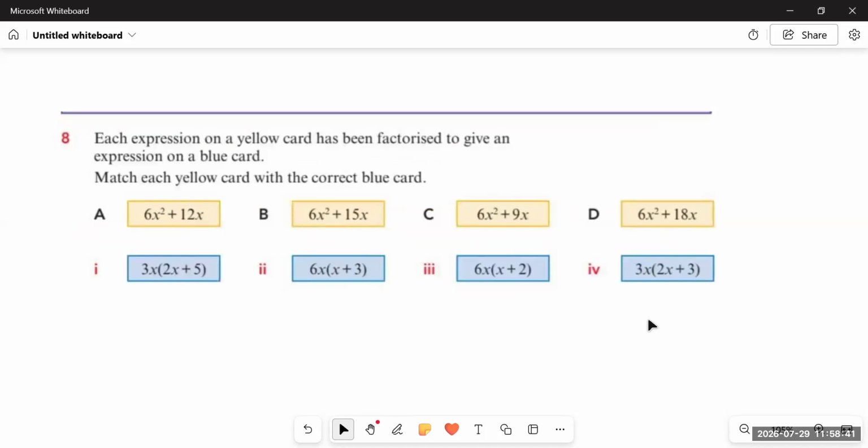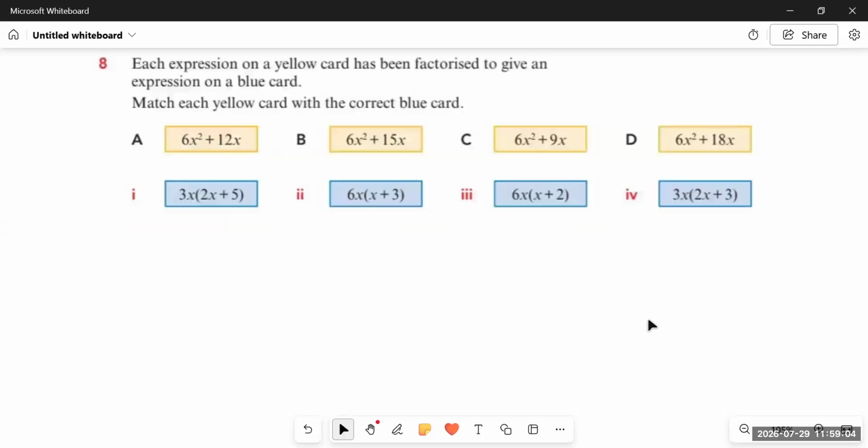So here we are having some expressions from A to D and 1 to 4. And each expression on a yellow card has been factorized to give an expression on a blue card. So it's just like a game. We have already learned up to question number 7. Now it's time for its application. We have to factorize the terms given in the yellow cards and see to which expression it matches from 1 to 4. That is the blue one.